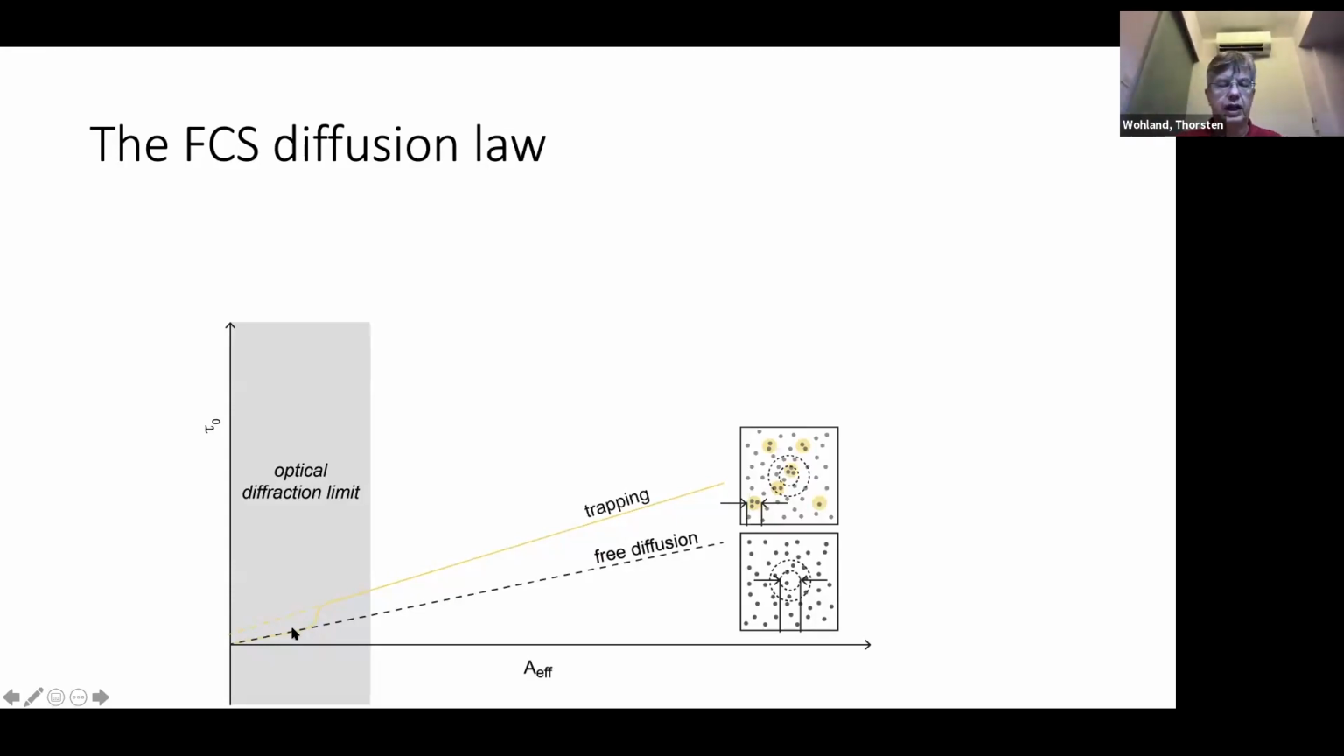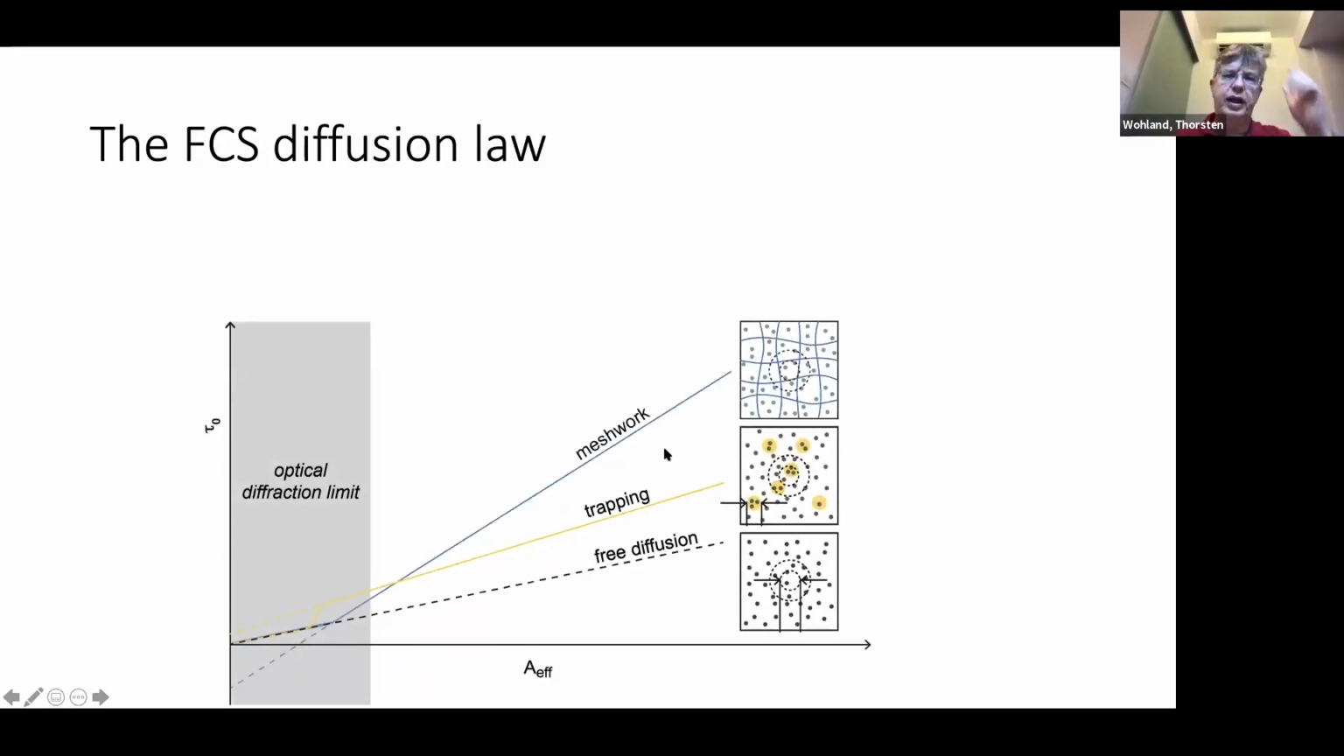But if your areas are large enough that the likelihood of having domains in your observation area is high, then suddenly the molecules take a longer time to go through your observation area. Why? Because while they go through, they bind to some of these domains. So what you see is free diffusion, and then suddenly a kind of jump where the time it takes to go through the areas is longer, and then afterwards it's again an average diffusion coefficient, which is now a bit slower because you bind to these domains.